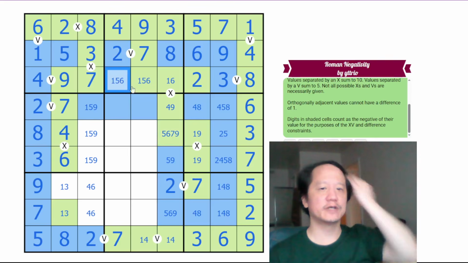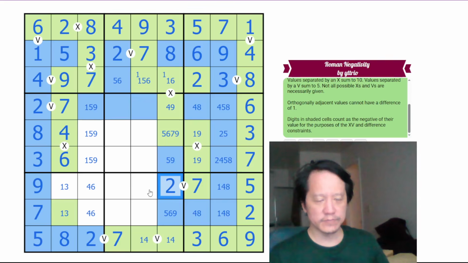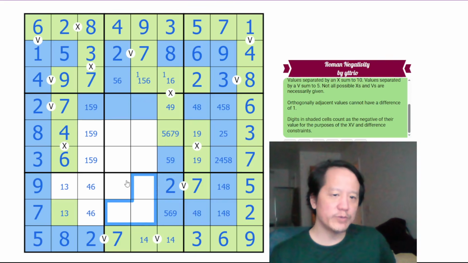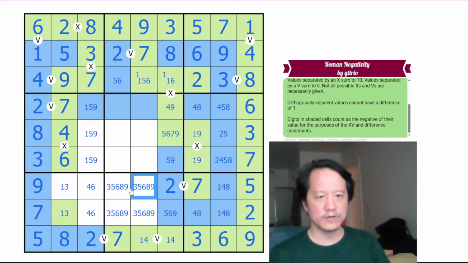-2 cannot be next to -1 because they're consecutive. So this is -5 or 6. We're guaranteed a 1 here. Remaining digits in this lower central box have to be 3, 5, 6, 8, and 9. No 5 here. No 9 here because of 5 and 9 in the row, and 9 in the column there.